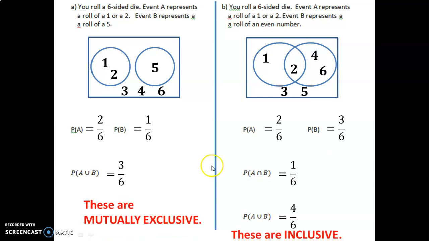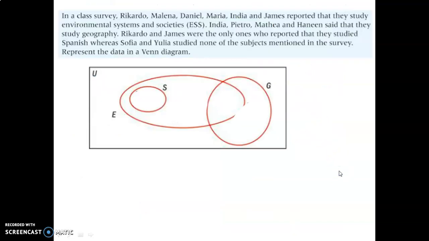Okay. These, by the way, are called mutually exclusive. Notice the sets do not overlap. They exclude one another. These two sets, however, are called inclusive. These are very important words. Make sure you understand those. When there's an overlap, they're inclusive. Okay, try this one out.